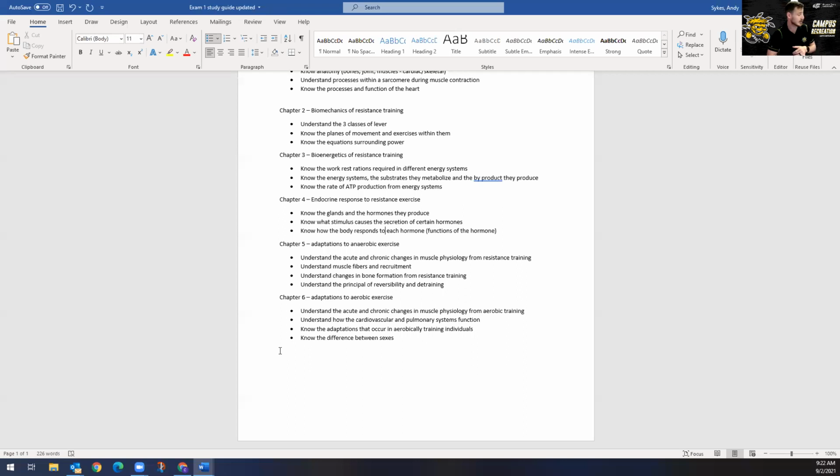VO2 and cardiac output. So cardiac output is the amount of blood being expelled from the heart. What is that the equation of? Q equals stroke volume, the amount of blood being pushed out each beat, times the number of beats that you have in a minute, so heart rate. That is your cardiac output, the amount of blood each minute being pushed out of the heart.